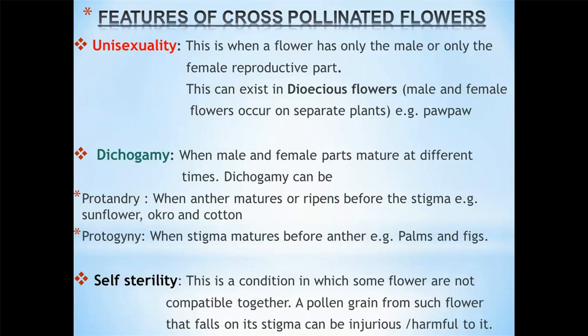Number three feature that can support cross-pollinated flowers, we have sterility, also known as self-incompatibility. Now, this is a condition in which some flowers are not compatible together, so they don't match, they are sterile. So the flower just makes itself sterile to its own pollen grains. So a pollen grain from such a flower that falls on its stigma can be injurious or harmful to the flower. So they are just not compatible, they don't go together. All right, so let's move on.